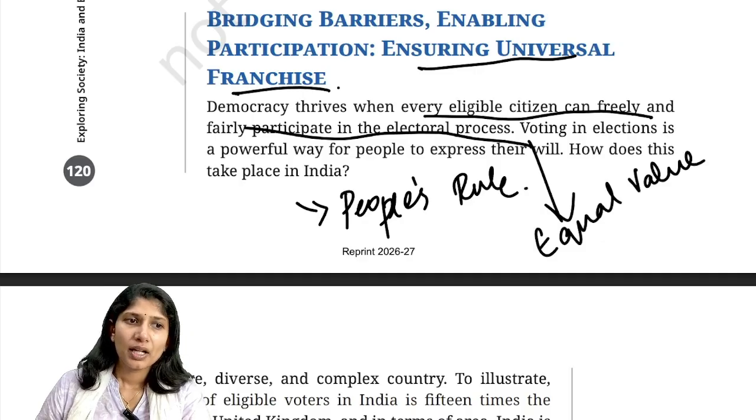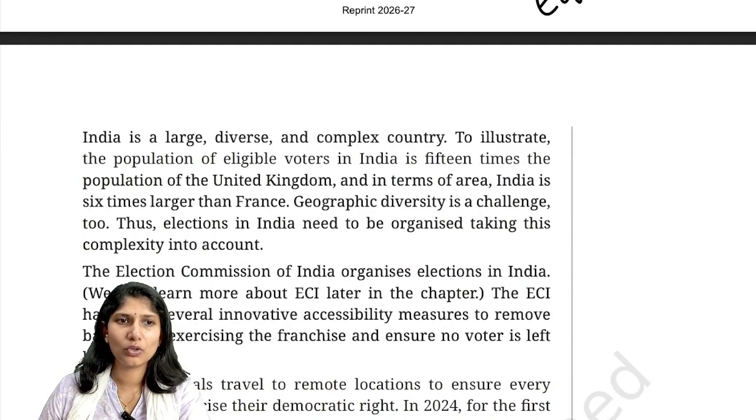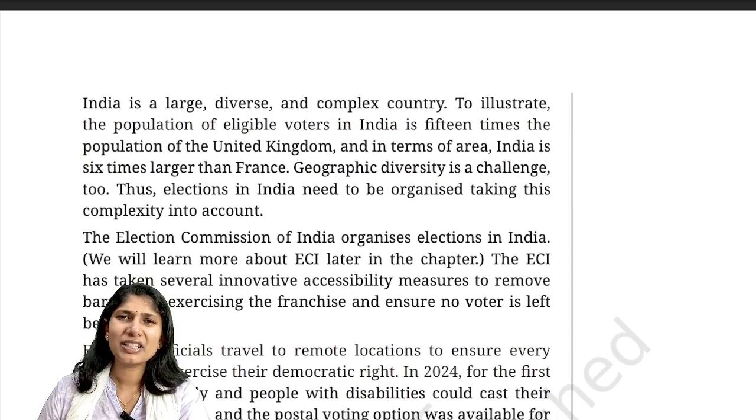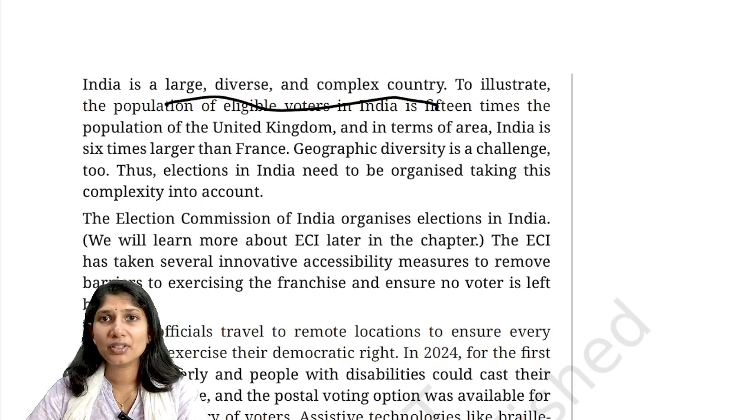Yes. Now, first and foremost, for this to happen, we have one more hurdle. What does the hurdle mean? Ours is a very large country with a diverse population, and it is complex with regard to conducting elections in every single possible place.